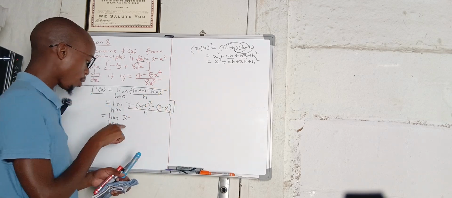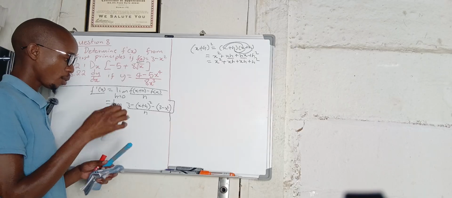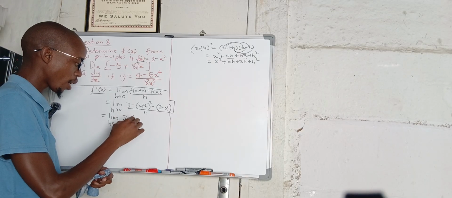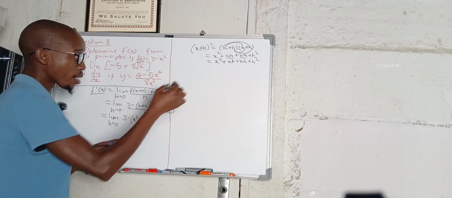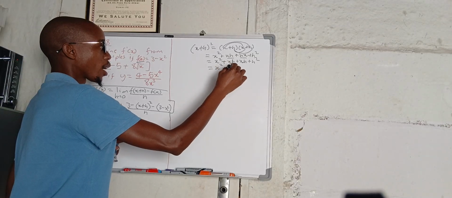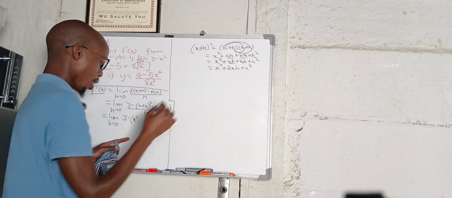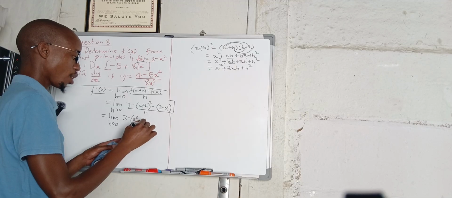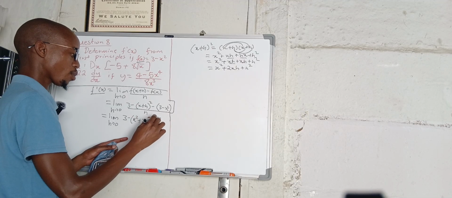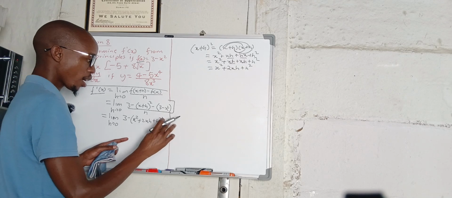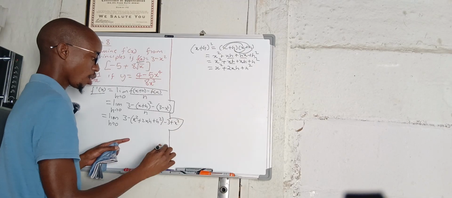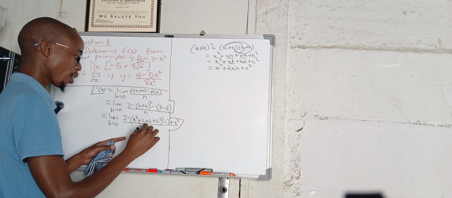Now that we have this part, I'm going to substitute it here. We should remember that it has a minus, so we will be having x squared plus, we have two of them, 2xh plus h squared. So plus 2xh plus h squared. We close the bracket and then we say minus 3 plus x squared. All of this is all over h.